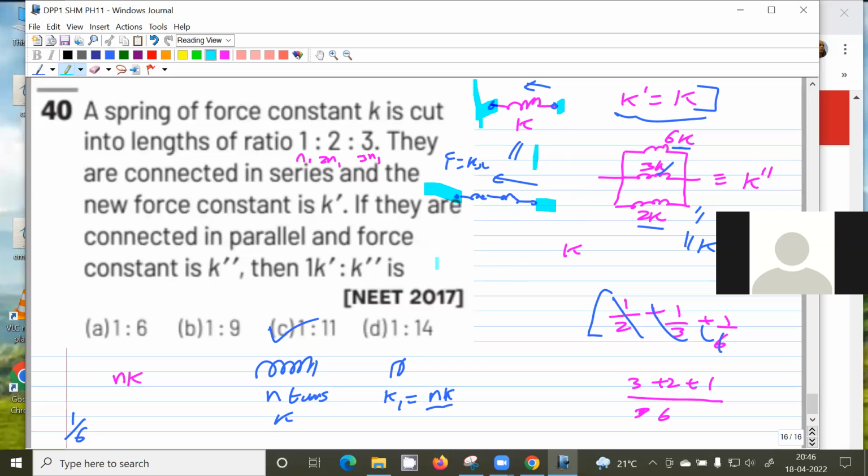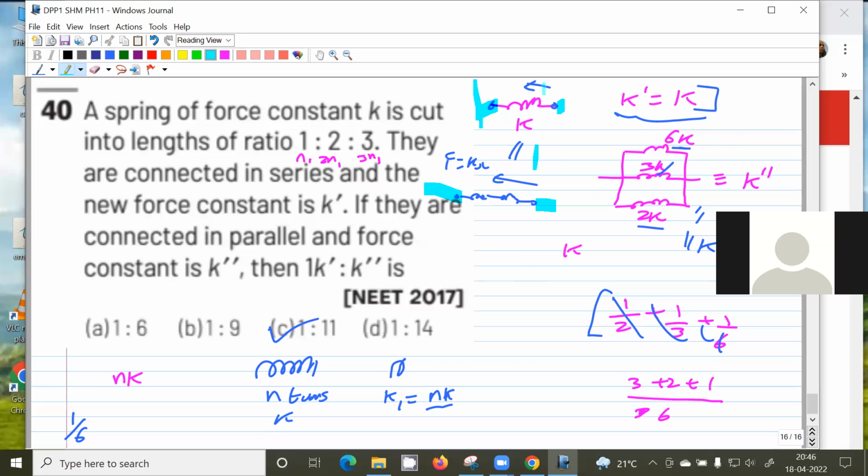No, see, suppose I have a resistance of 3 ohms. If I split it into two parts and connect them in series, what is the total resistance? Same, right? Same only, sir. So similarly, the spring. Parallel ones will get combined. See, this is how you have to understand.